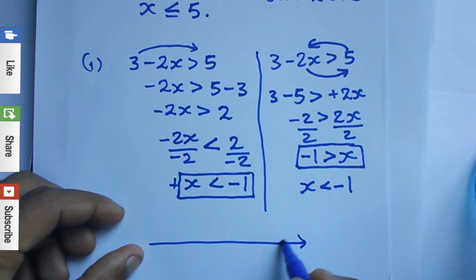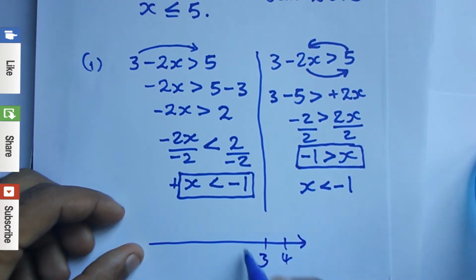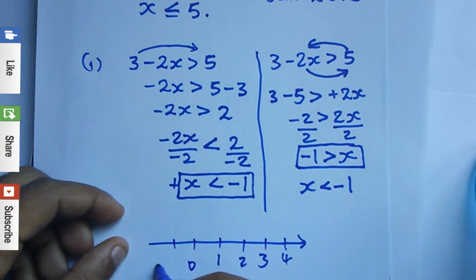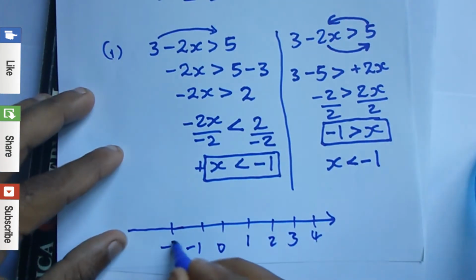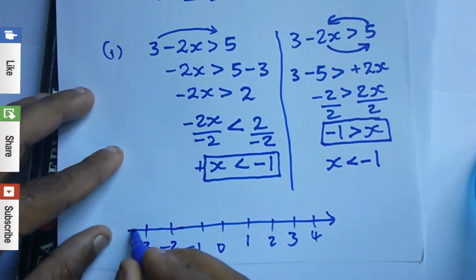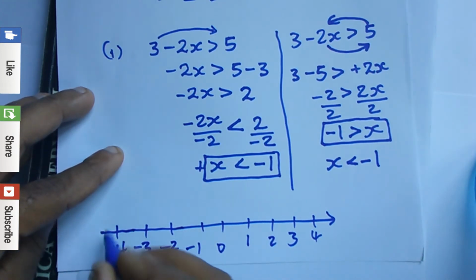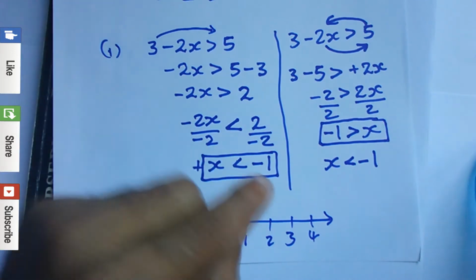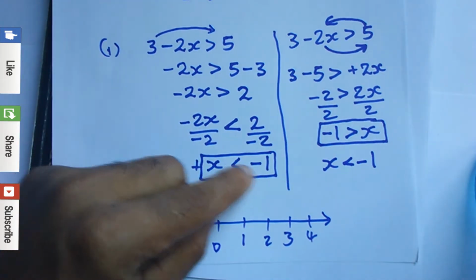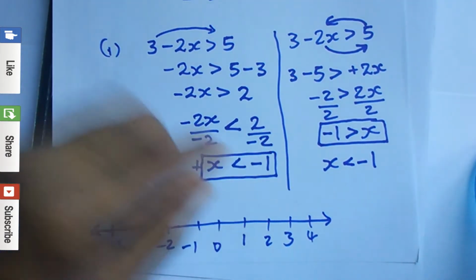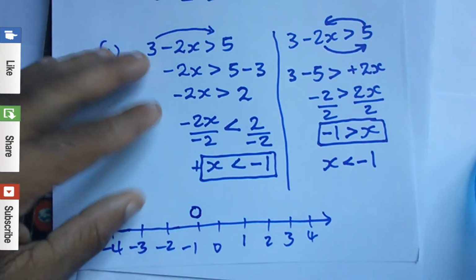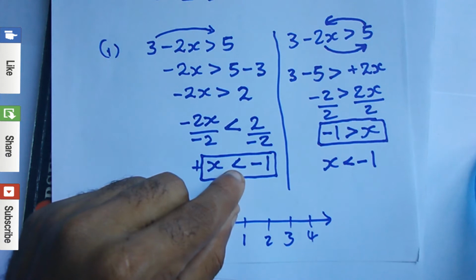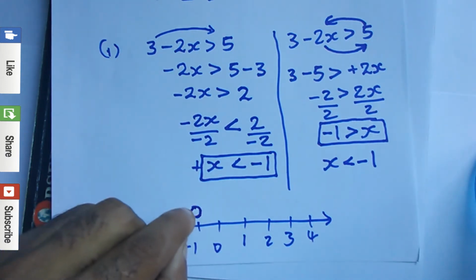We have an arrow here. We have 4, 3, 2, 1, 0, minus 1, minus 2, minus 3, minus 4, arrow here. So with our solution, we had x is less than minus 1. So we need to find minus 1. So this is minus 1. I'm going to put a circle over it. Now this does not have an equal sign on it, so I'm not going to shade the circle.